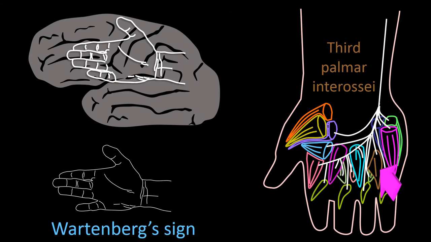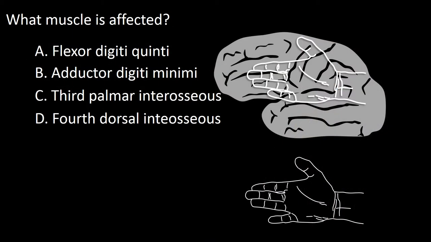So remember, Wartenberg sign indicates weakness of the third palmar interosseus, which usually occurs in conjunction with all ulnar innervated muscles of the hand due to the unopposed action of the extensor digiti minimi, which is innervated by the radial nerve. So the answer to this question is C.